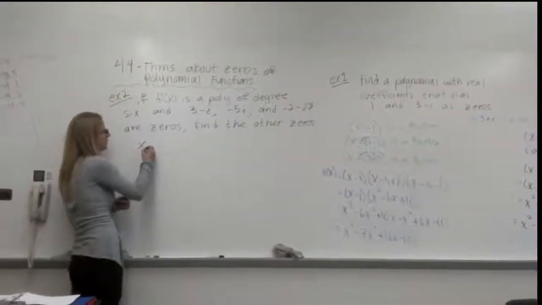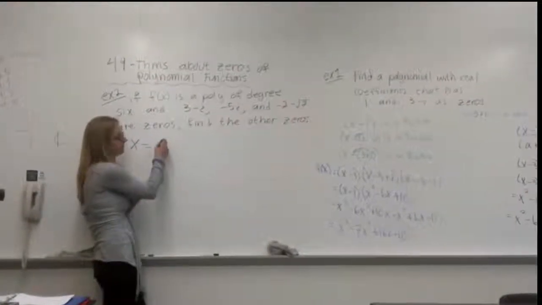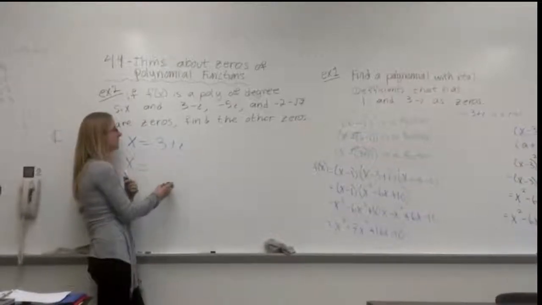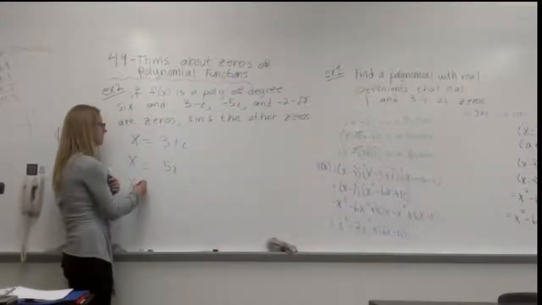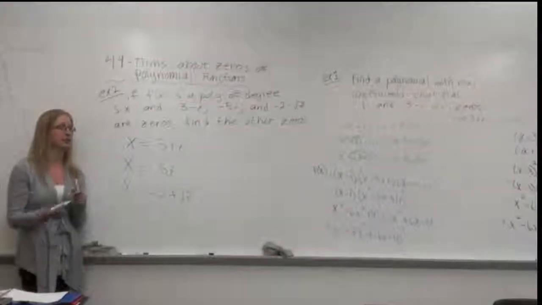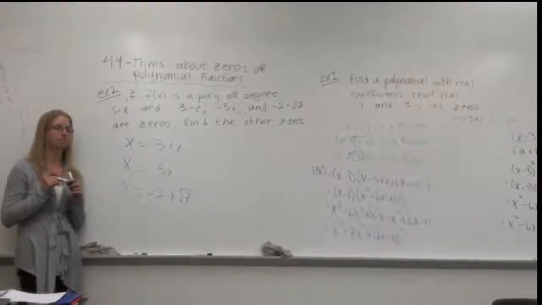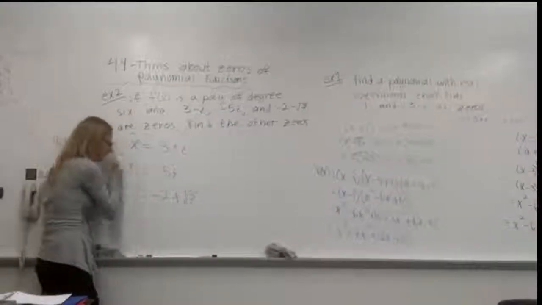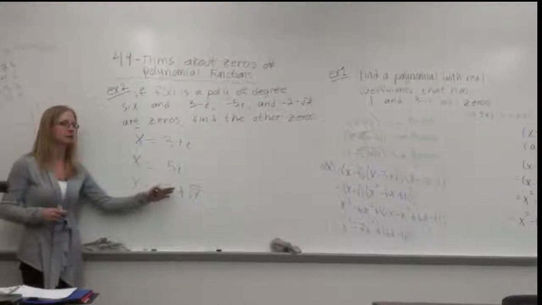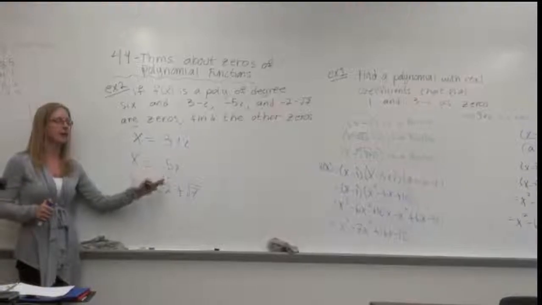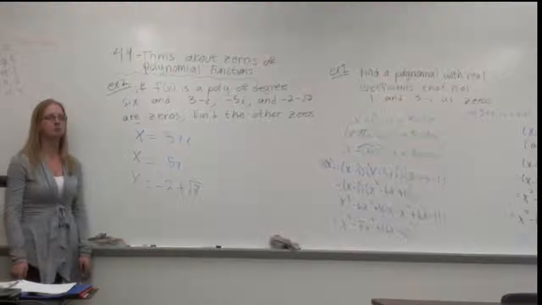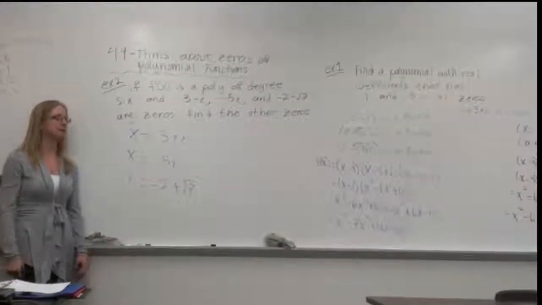What are the other zeros? Negative 3. 3 plus i. 3 plus i. 5i. 5i. 2 plus the square root of 7. Conjugates. What theorem does this come from? Conjugate. Don't start doing x minus this, x minus this, x minus this, and then multiplying all together. You will get a headache. Does this work? No, there's no work to be done. Easy enough? Okay.